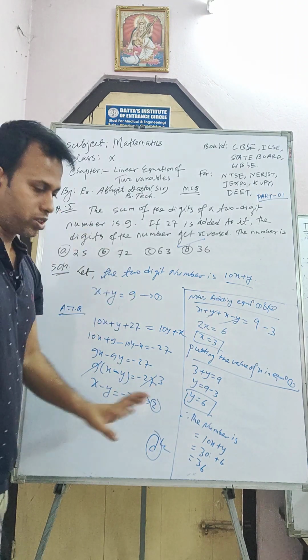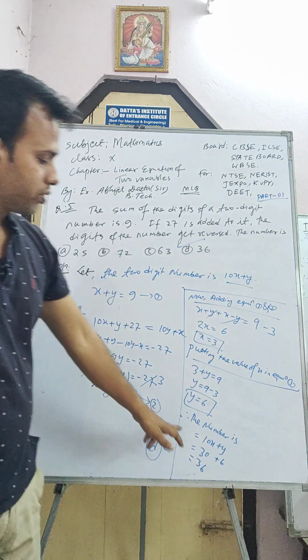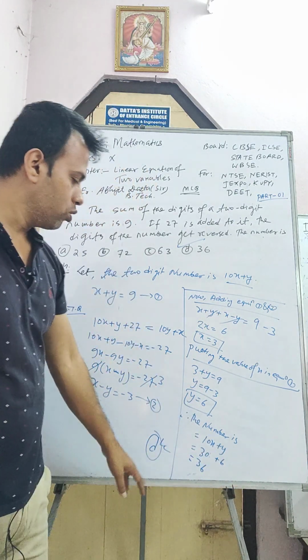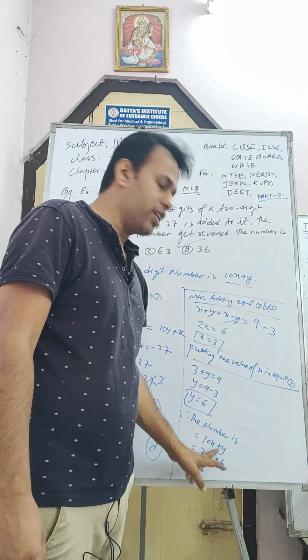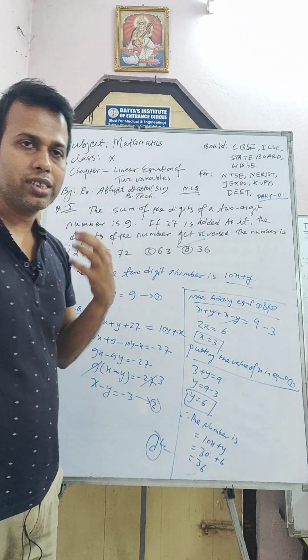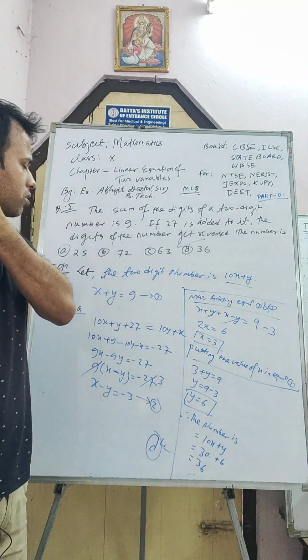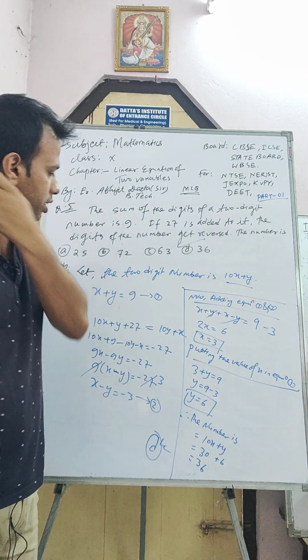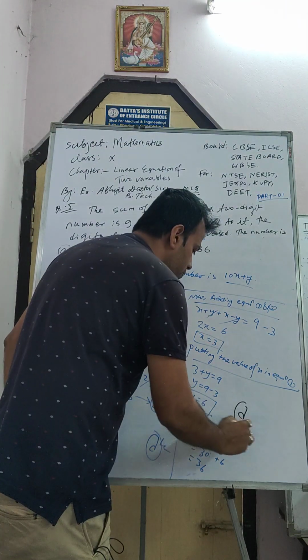Now what is the number? The number is 10x plus y. So 10 into 3, x is 3, so 30 plus 6 means 36. So in the question, which option is correct here? Option D is the correct option.